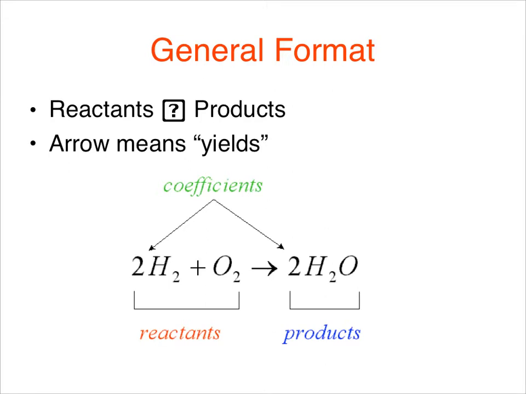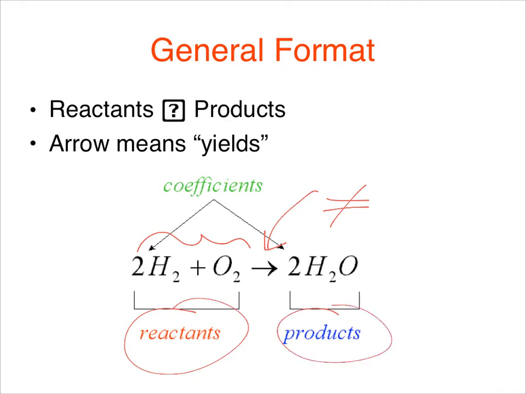This slide is showing you that a chemical equation has an arrow instead of an equal sign, and anything before the arrow is called the reactants, and anything after the arrow is called the products. These numbers here, like the 2 and the 2, are called coefficients, and there's an invisible 1 right here, so the ratio for this equation would be 2 to 1 to 2.